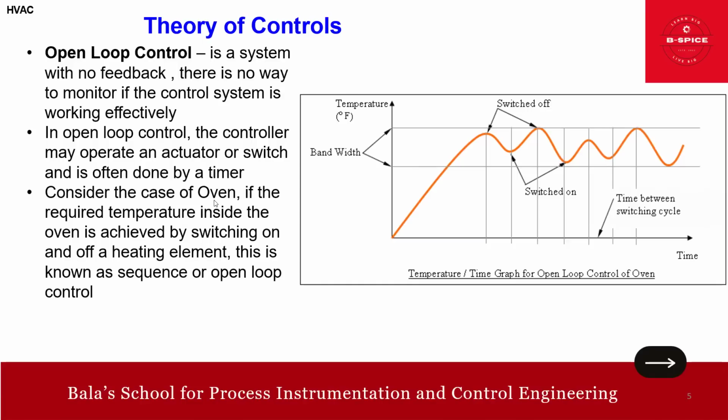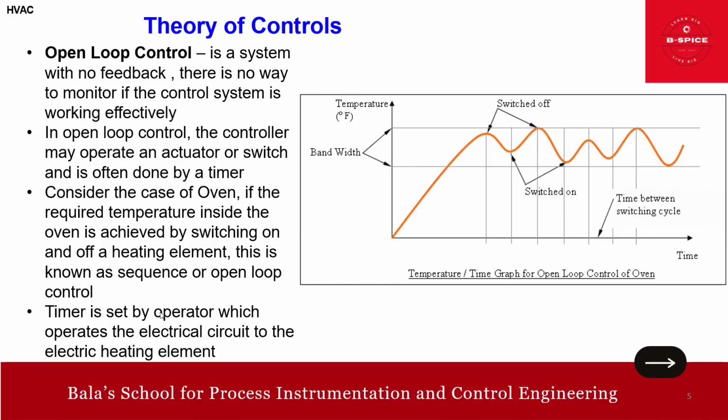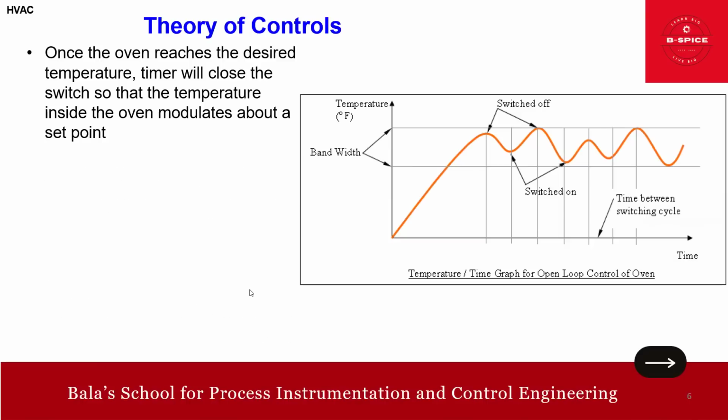So consider a case of an oven. The required temperature inside the oven is achieved by switching on and off a heating element. This is known as a sequence or open control loop. The timer is set by the operator, which operates the electrical circuit to the electric heating element. So that is how it works here. Once the oven reaches the desired temperature, the timer will close the switch so that the temperature inside the oven modulates about a set point.